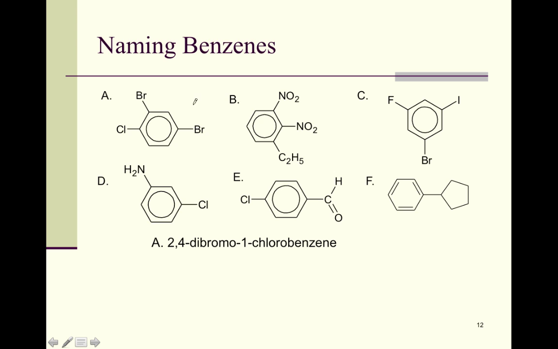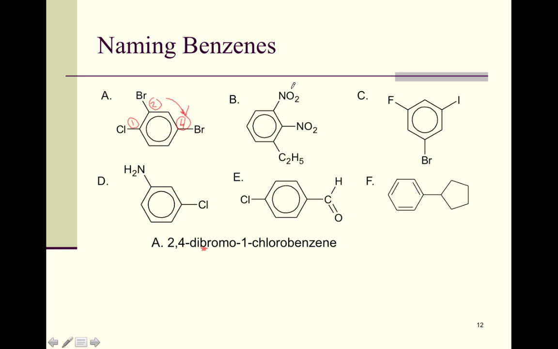Okay, on letter A, these all have equal priority, so it's the physical locations to give the lowest possible number. This right here would be 1, 2, and coming around here in this direction would be 4. We list them alphabetically. Bromo comes before chloro. And remember, again, in the name, when you list them, the multiplier doesn't count alphabetizing. So this would be a 2,4-dibromo 1-chlorobenzene. Anytime we have numbers and numbers, they're separated by commas. Numbers and letters are separated by dashes.